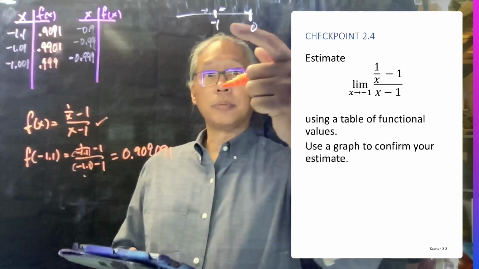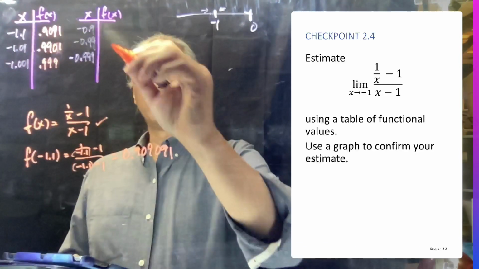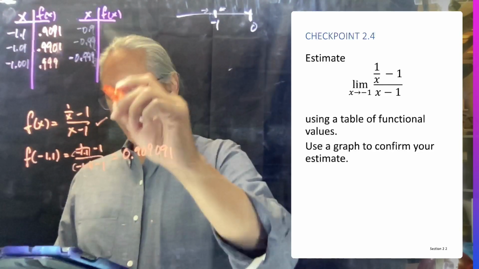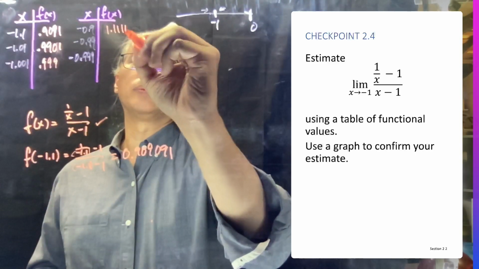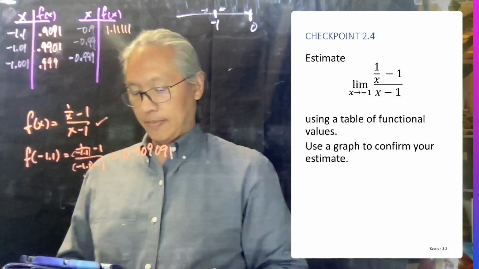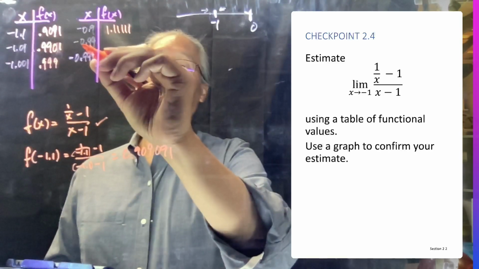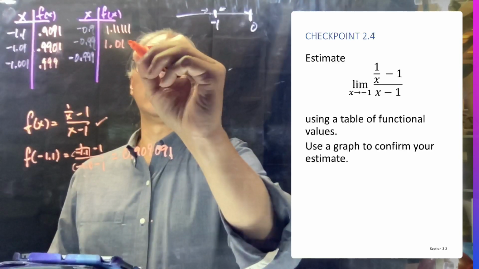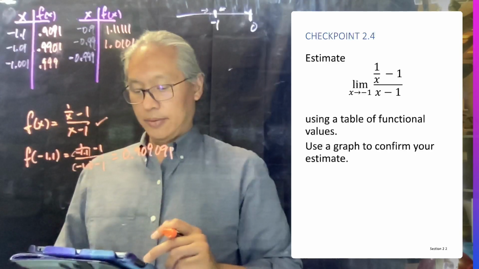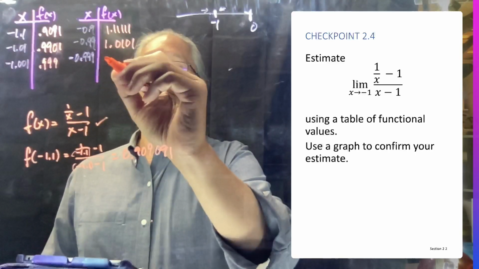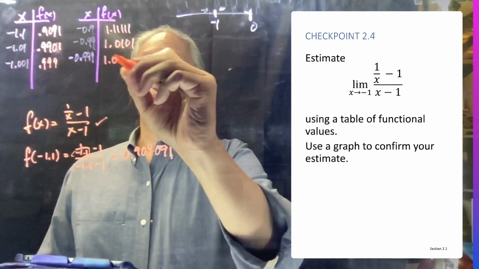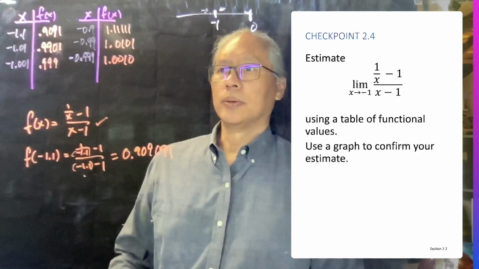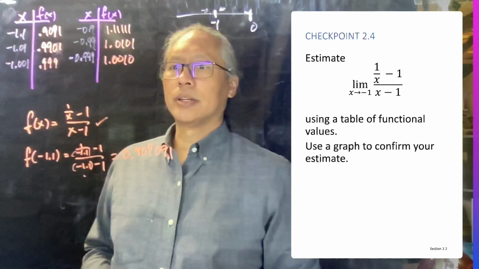But we can confirm that. Let's go from the other side and see what we get. If I put in -0.9, we'll get a 1.11111. Then if I put in -0.99, I would get a 1.0101. And then if I put -0.999 in, I'm going to get 1.0010001, etc. So it looks like coming from either side, it's closing in on 1.